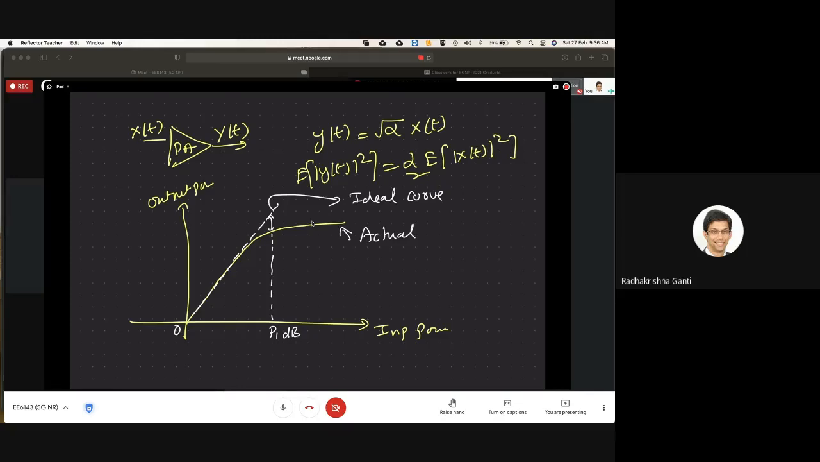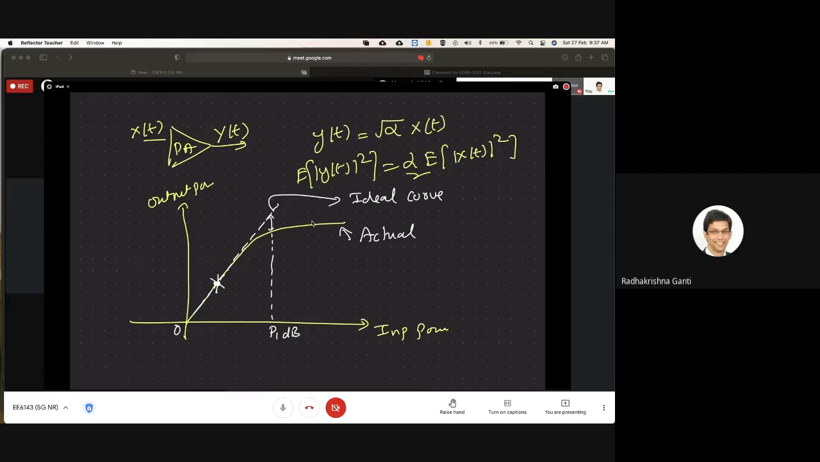OFDM wants the linear region, because if you take the FFT and you square it, it will expand in the frequency domain, and you will not be able to decode it. So you want the signal to operate in the linear region so that there are no non-linearities because of compression. Suppose you operate at this point; this is the average power at which you operate.